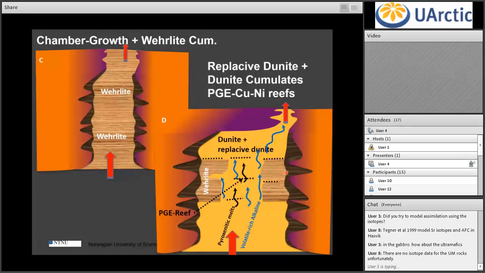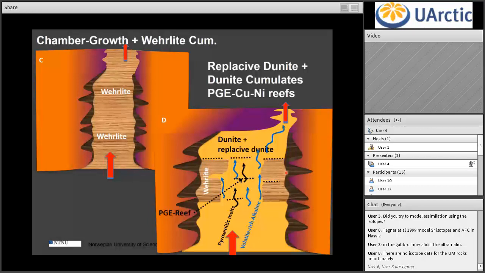I did not, but Christian Tyner did a lot of modeling from the Hasvik gabbro. First of all, we don't have any radiogenic isotopes from the ultramafic complexes. This is one of the huge shortcomings of the studies so far of Seiland, and something that we will address already now from the samples that we took last summer. So we only have radiogenic isotopes from mostly the Hasvik gabbro. These are results from Christian Tyner.